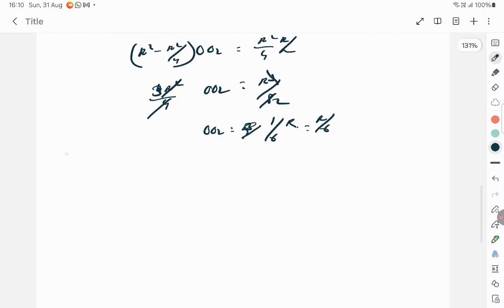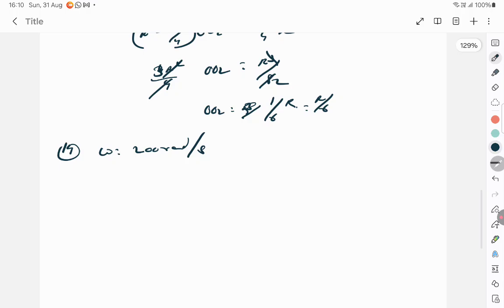Let's go to the next, 14th question. To maintain a rotor of uniform angular speed omega, which is 200 radians per second, an engine needs to transmit a torque of 180 Newton meter. What is the power?